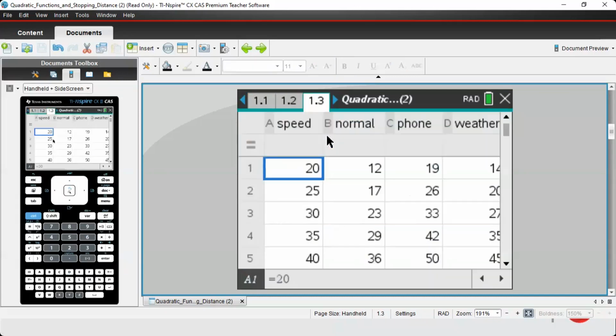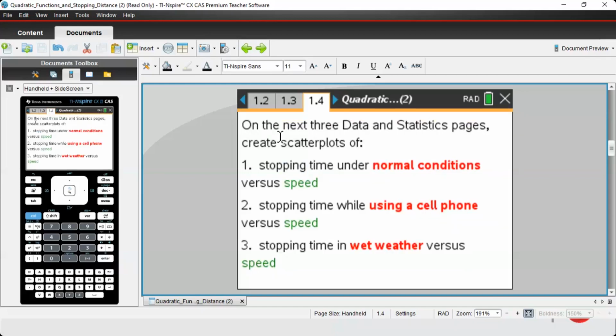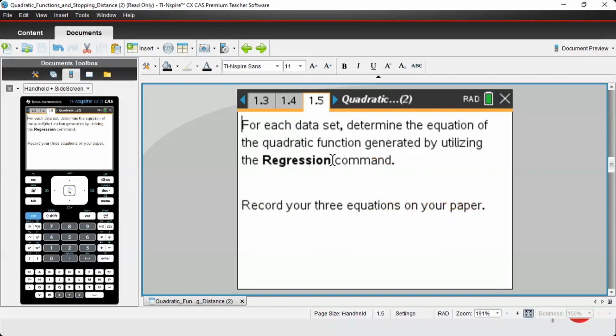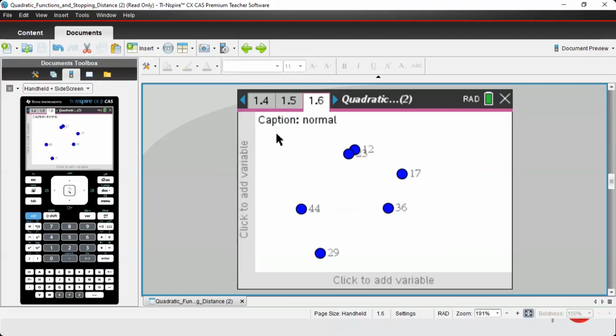So here the data is given to them. We have speed, we have the normal, the phone, and the weather. Then 1.4 tells them on the next 3 data and statistic pages, create scatter plots, stopping time under normal conditions versus speed. And then it's going to do it for cell phone and wet weather. It's going to ask them to do a regression. Again, totally TEKS related here in the state of Texas. And it gives them the data like this.